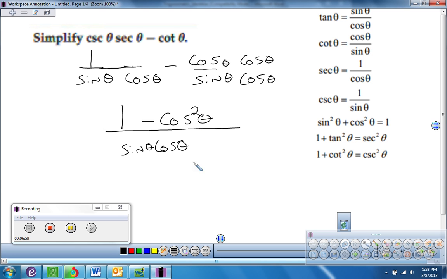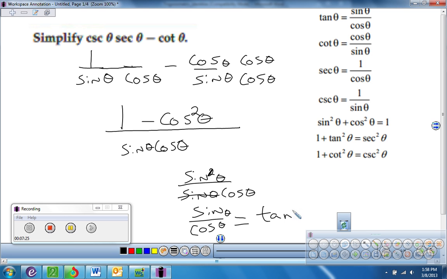Theta in this case. Now remember, we can replace this with sine squared. So we'll have sine squared theta over sine cosine. All right, well, one of our sines is going to cancel out here. So we're left with just 1 there. That cancels. So we end up with sine over cosine. And we know sine over cosine is tangent.